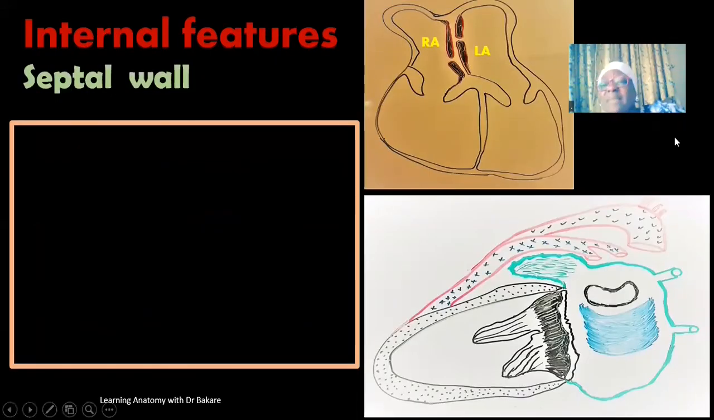Now going to the septal wall. The septal wall is a barricade that is created between the right and the left atrium. We've already said this.